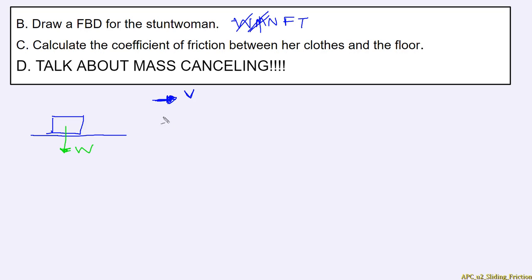Does she have a normal? Yes, because she's touching a surface. Does she have friction? Yes. Now we know how to draw friction. Opposite the velocity vector.